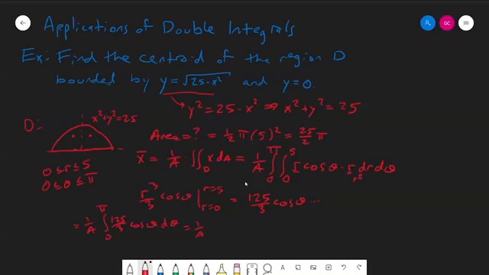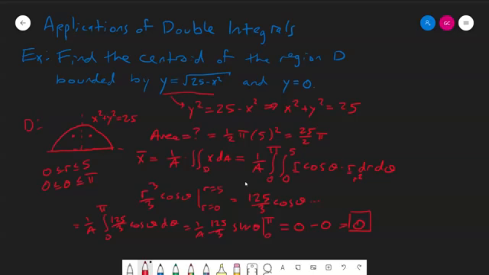Well, the integral of cosine is positive sine. But now we have to evaluate sine of theta at pi and at 0. And in fact, sine of pi and sine of 0 are both 0. So that's how we know that the x-coordinate of the centroid, in fact, is 0.